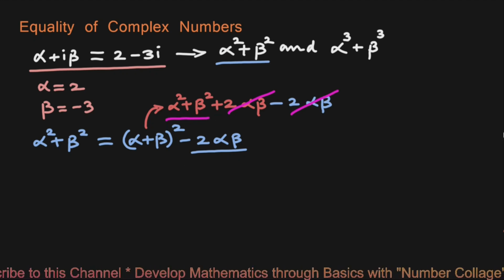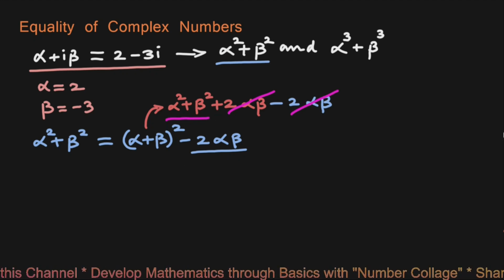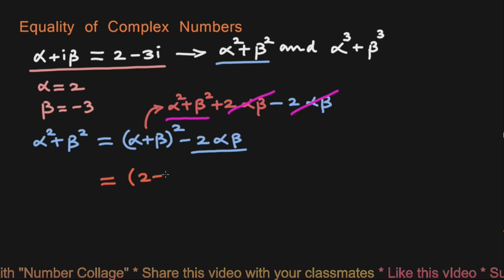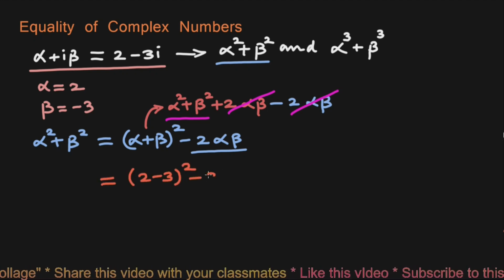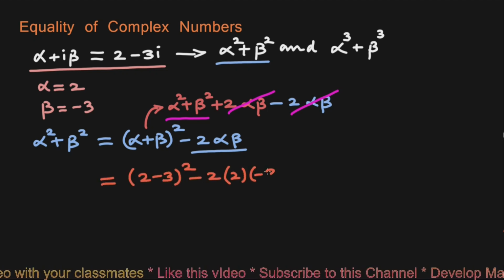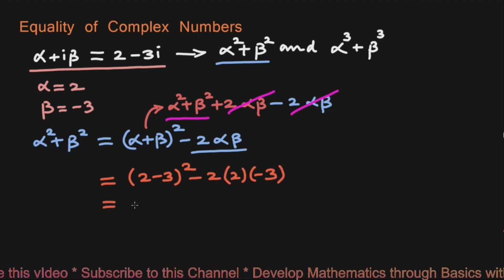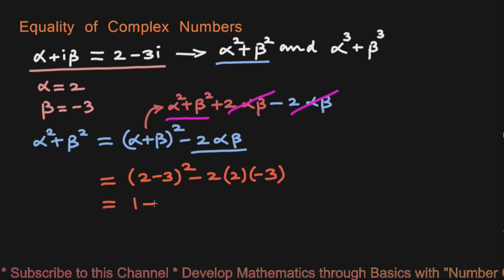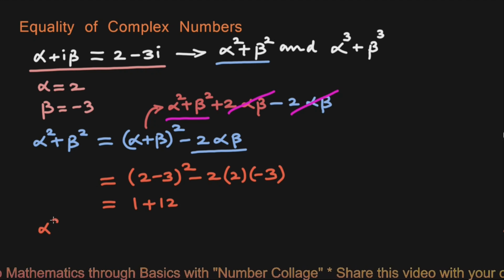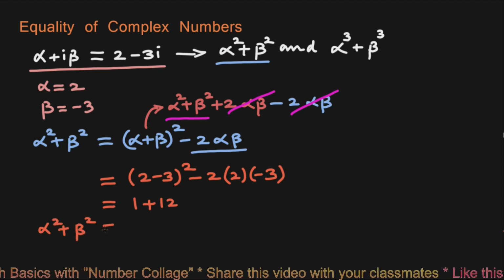Now we will substitute the values of alpha and beta and write (2 minus 3) whole square minus 2 into 2 into minus 3. This will be (minus 1) square, 1, plus 12. So alpha square plus beta square is 13.